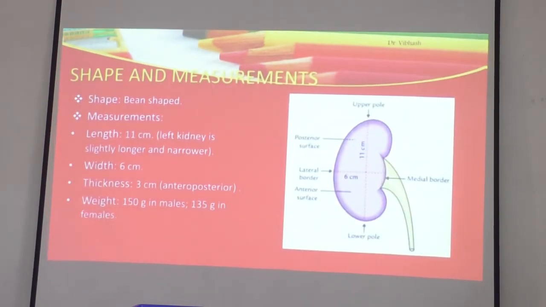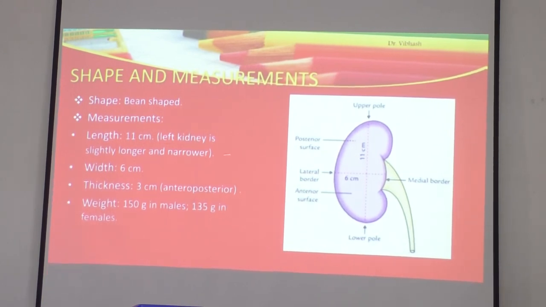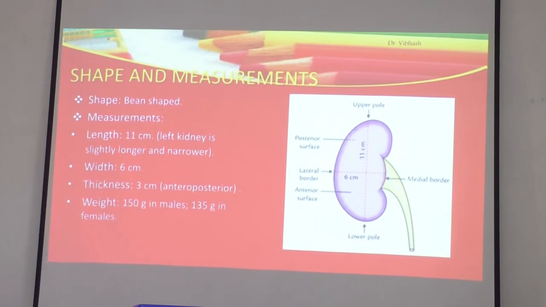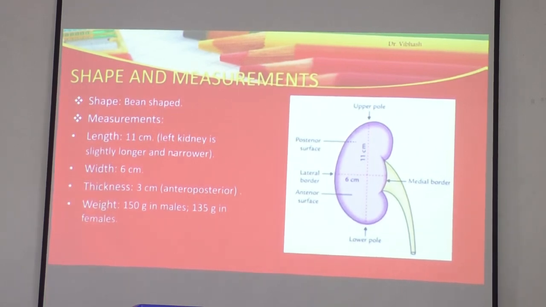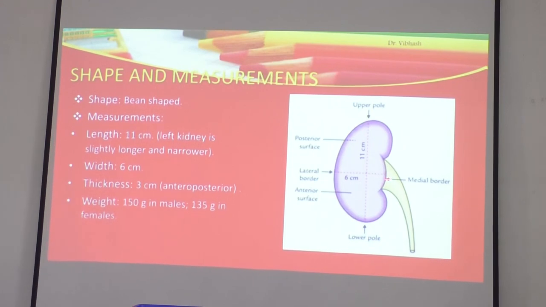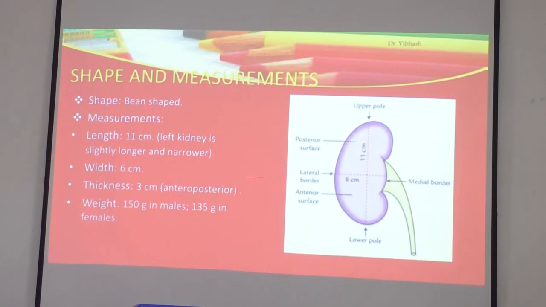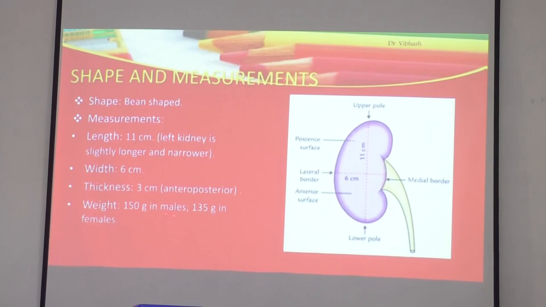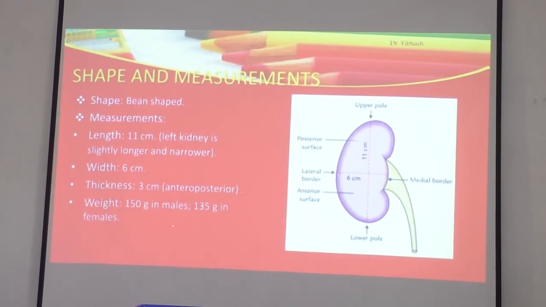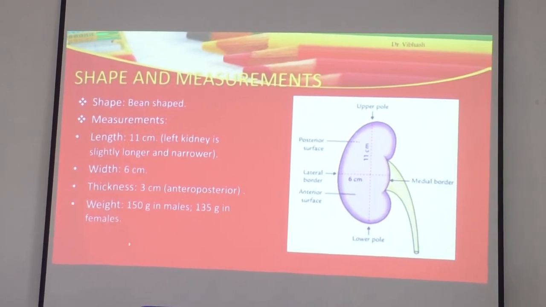Now shape and measurements. Shape is bean shaped, you can see. Measurements, length is about 11 cm here. This is 11 cm from upper to lower pole. The left kidney is slightly longer and narrower, and width is about 6 cm. This is the width, 6 cm. Thickness is 3 cm, that is anteroposteriorly it is 3 cm. And weight is about 150 gram in males and 135 gram in females. Weight is asked in your viva sometimes.